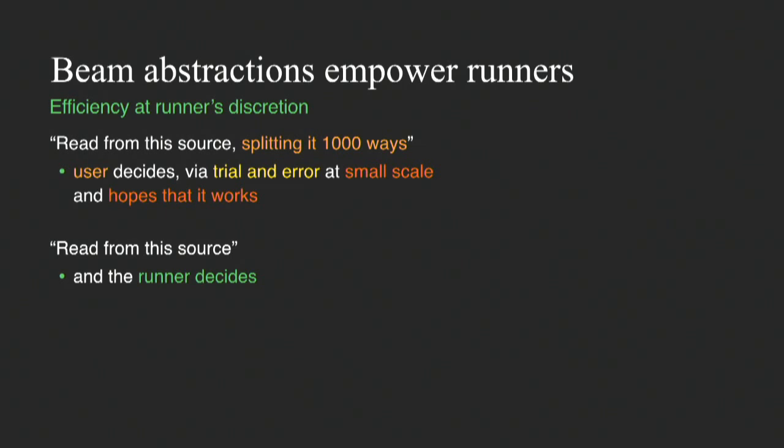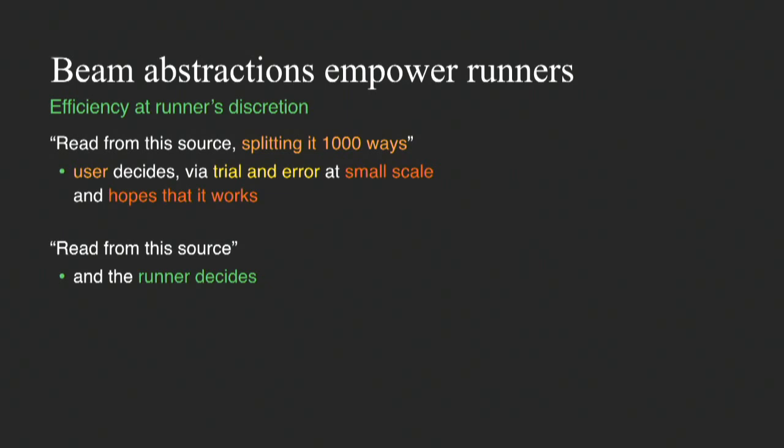So what's an example? Reading from a source. If you know something familiar from MapReduce, you want to read from a source, and the source needs to be split some way. It's a bunch of files. One way of doing it is to let the user decide, give the user 100 tuning parameters. They can say read it, split it 1,000 ways, and then they run it at small scale and start figuring out, okay, 1,000 wasn't quite right. The user iterates and iterates until they finally hit on the number of splits that works for their data source.